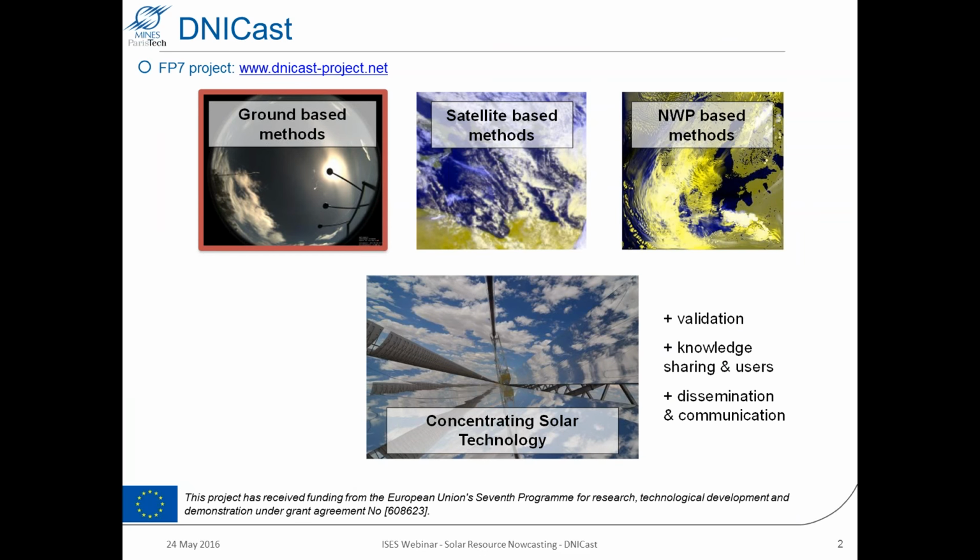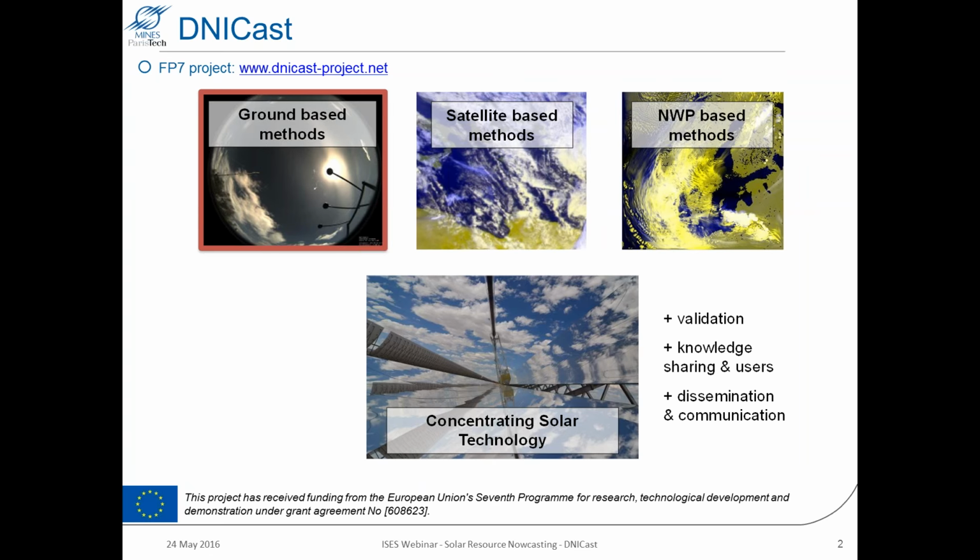So the aim of this project is to develop direct normal irradiance nowcasting methods. Nowcasting means that we want to achieve forecasts from a time horizon of zero, which means real time, up to a few hours, to optimize operation of concentrating solar technology, which includes CSTE, concentrated solar thermal energy, and also CPV, concentrated photovoltaics.